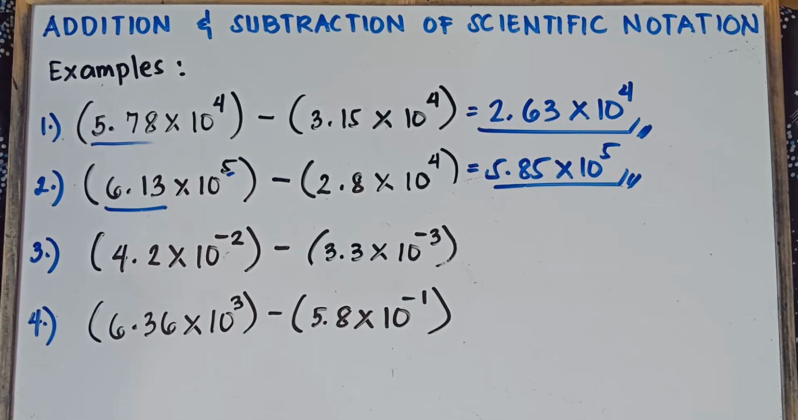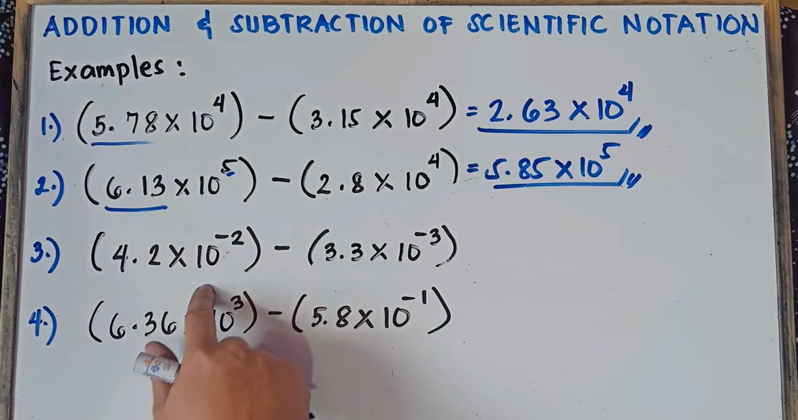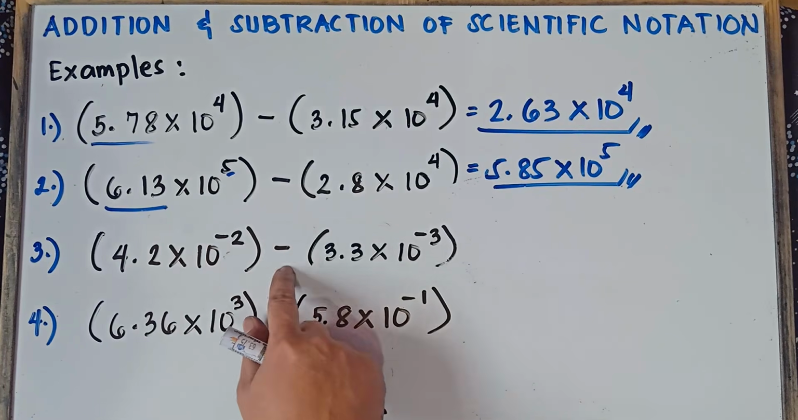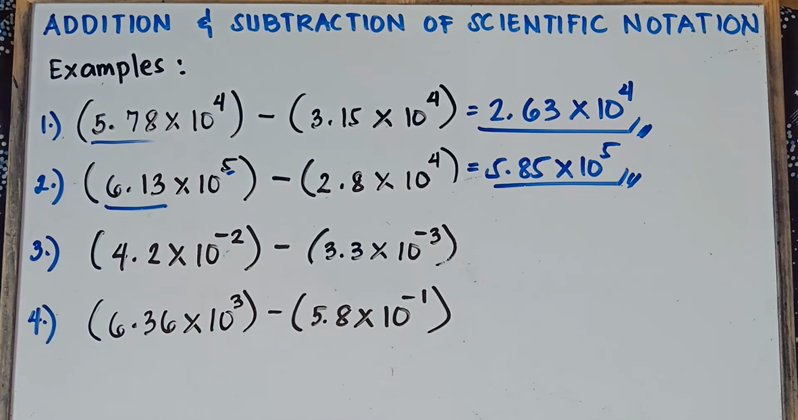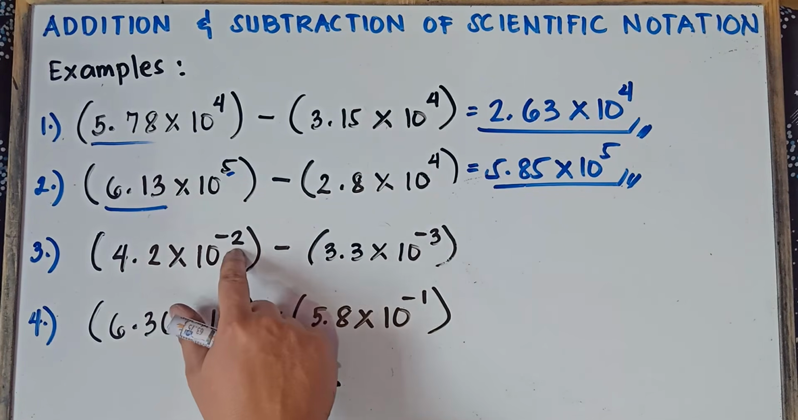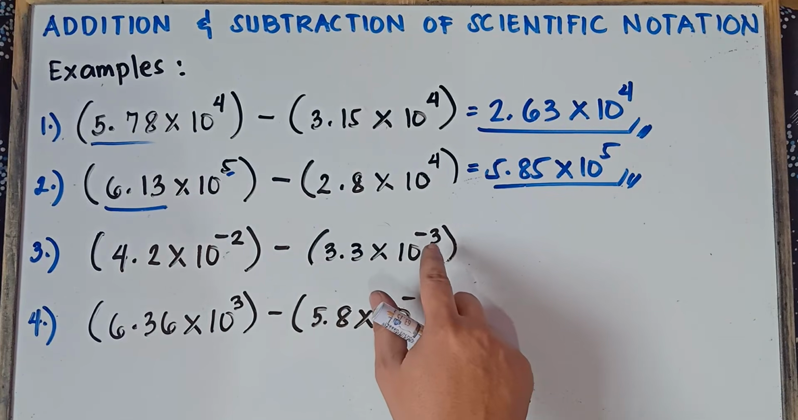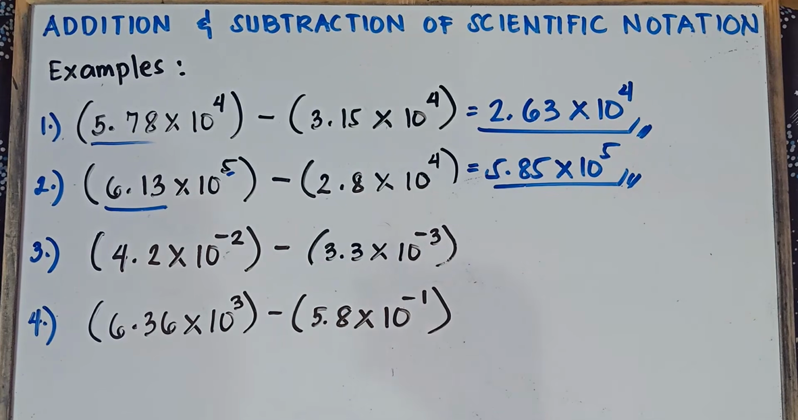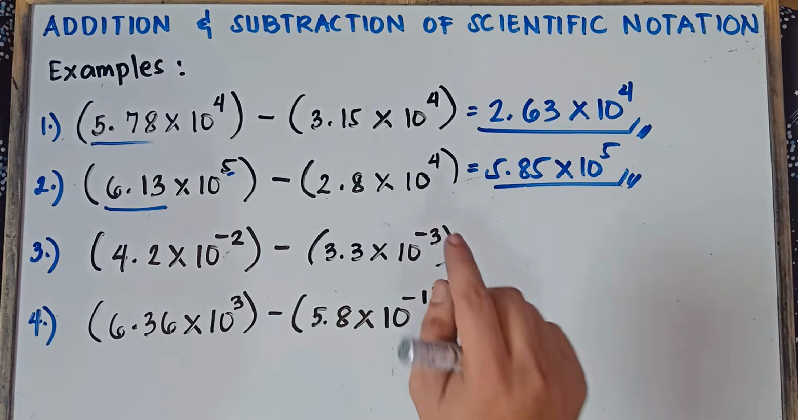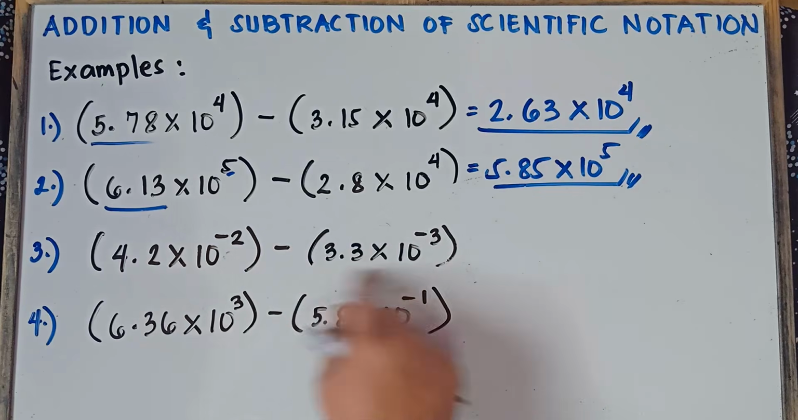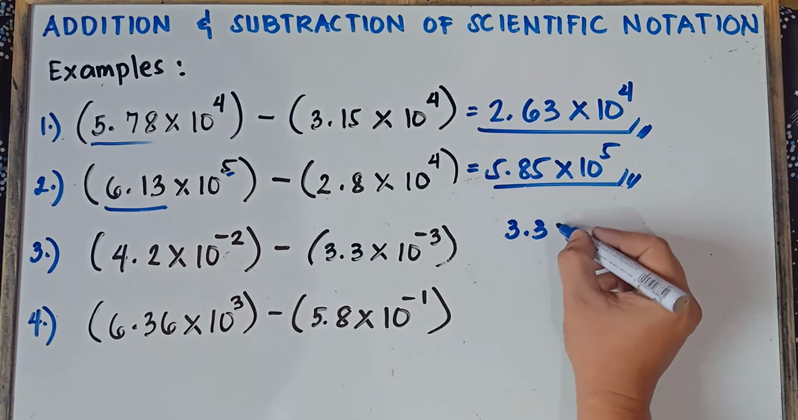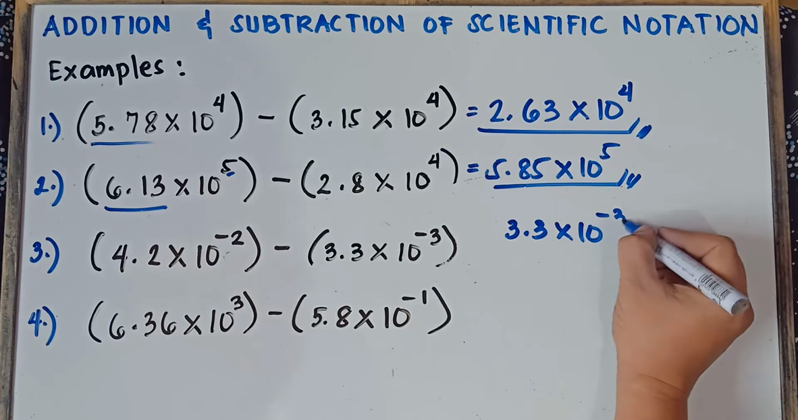Alright, so example number 3, we have 4.2 times 10 raised to the power of negative 2 minus 3.3 times 10 raised to the power of negative 3. Now, which is smaller, class? Negative 3 or negative 2? That's correct. The smaller, that would be negative 3. So therefore, negative 3 should adjust. We need to make this negative 3 become negative 2. So let me just copy this one. 3.3 times 10 raised to the power of negative 3.